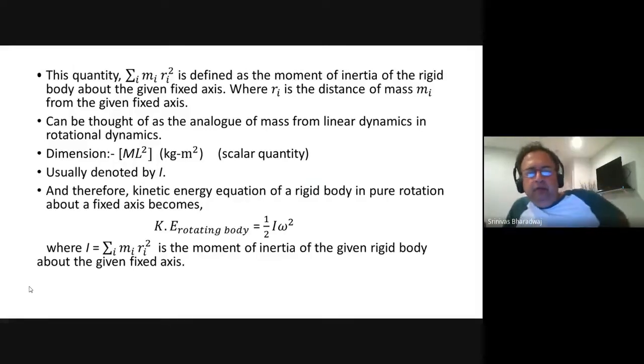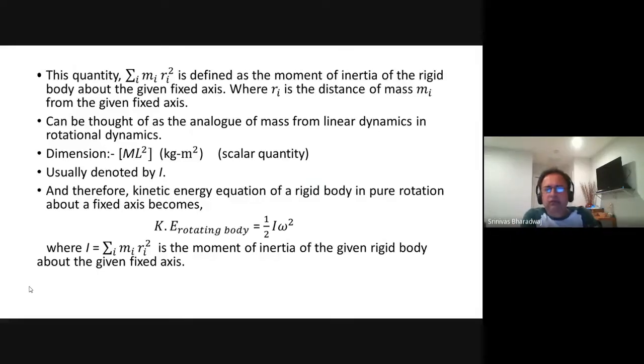And this quantity, you can think of it as a rotational form of inertia, or rotational form of mass. It is analogous to mass in linear dynamics. It has dimensions M L square. Okay, and it's usually denoted by the symbol I. I is sigma mi ri square.